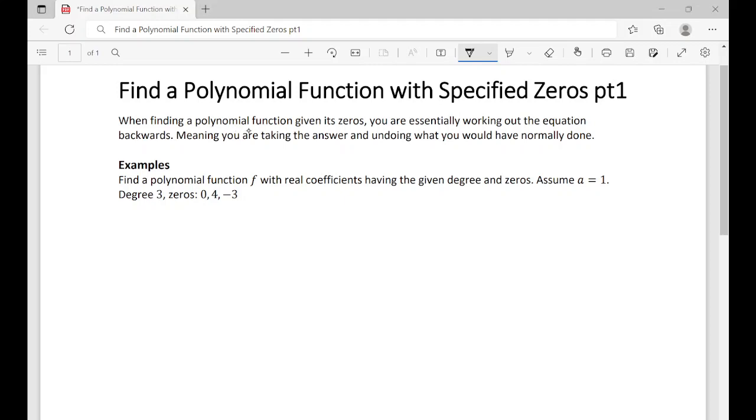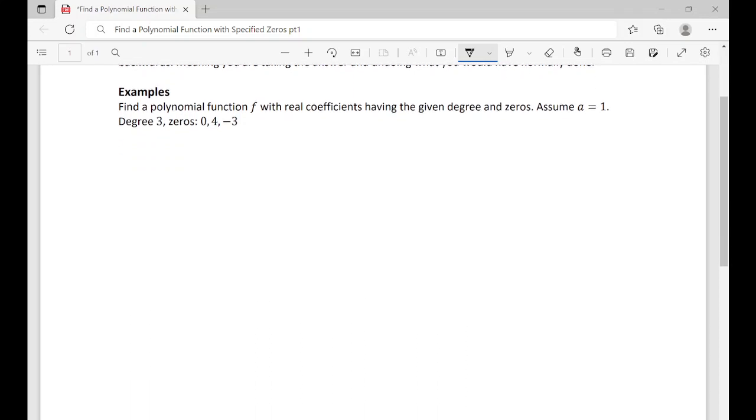When finding a polynomial function given its zeros, you are essentially working out the equation backwards, meaning you are taking the answers and undoing what you have normally done. So for the first example, we're going to find the polynomial function f with real coefficients having the given degree and zeros. We're going to assume that a is 1.